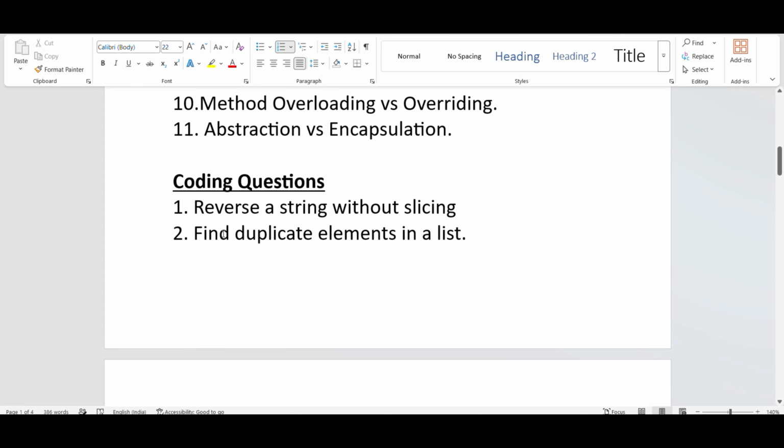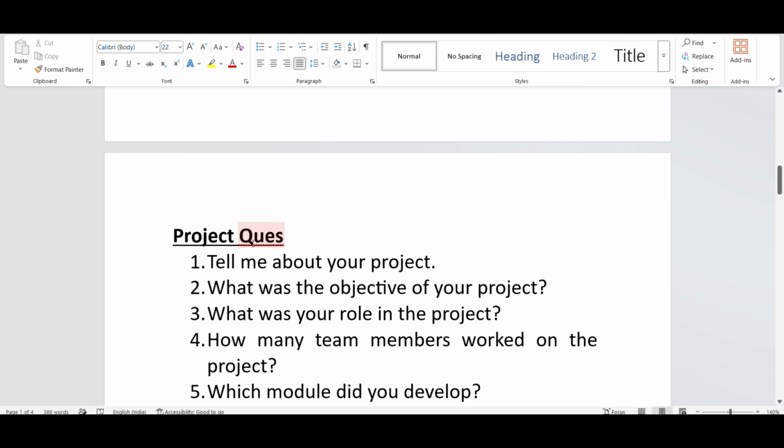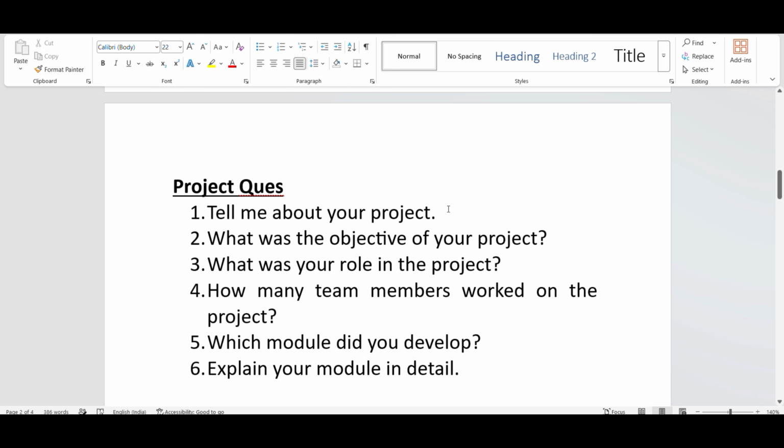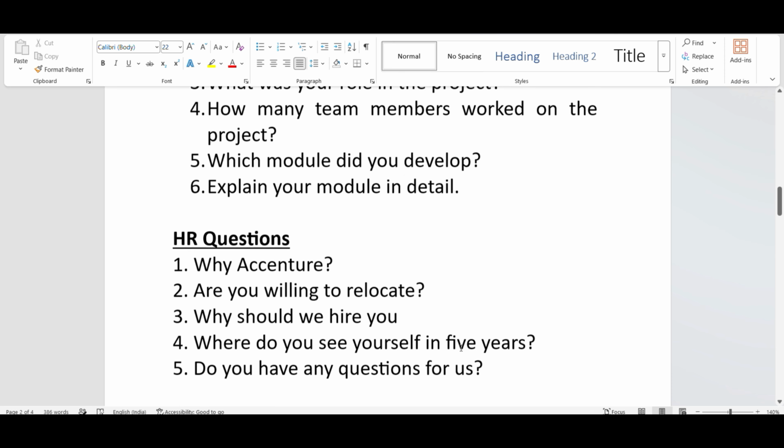And here are the coding questions the interviewer asked. First coding question is reverse a string without slicing, and find duplicate elements in a list is the second question. Going to project questions: tell me about your project. What was the objective of your project? What was your role in the project? How many team members worked on the project? Fifth is which module did you develop? Like which module, Python module, Java module, and explain your module in detail.